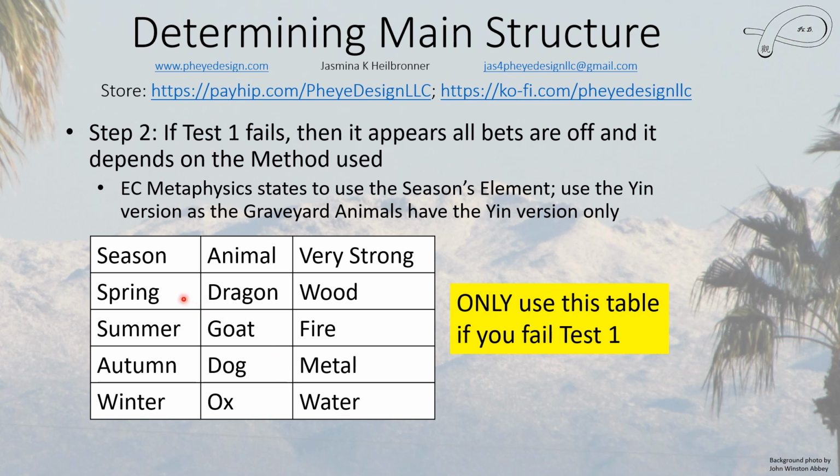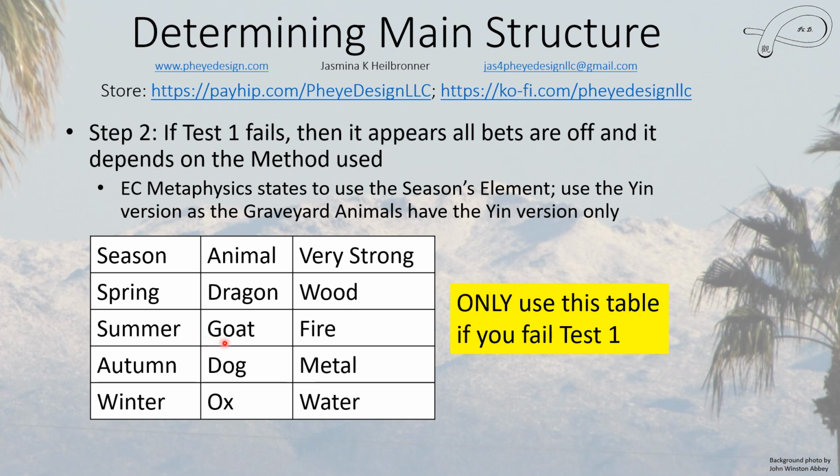And so springtime is the tiger, the rabbit, and the dragon months. And the graveyard animal is the dragon. It's at the end of the cycle, and that's why it's called the graveyard. And its very strong element would be wood. So if you have a wood Daymaster and you're born in the spring, you have a very strong Daymaster.